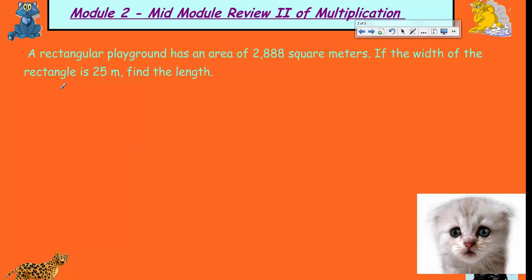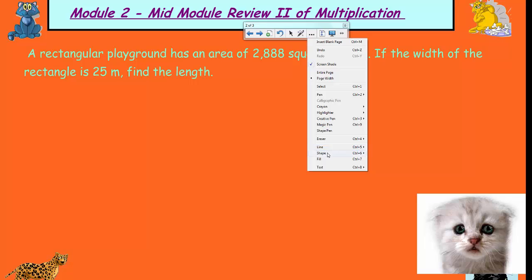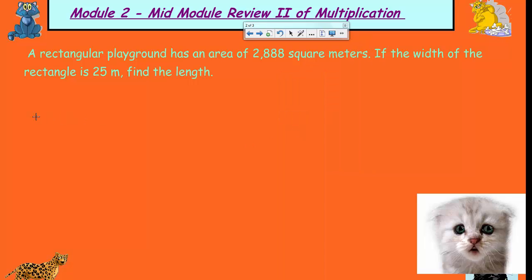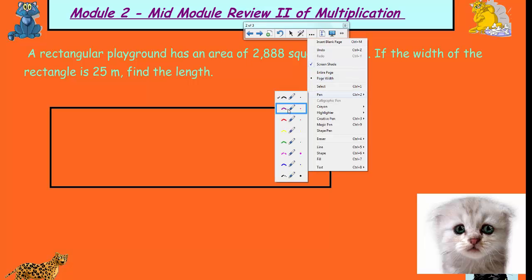Now we have this problem where it says a rectangular playground has an area of 2,888 square meters. If the width of the rectangle is 25 meters, find the length. Oh my goodness. Easy peasy. What is it? Lemon squeezy? I'm going to get my shape because I want to get busy right away and show this problem. There we go. And then I'll come down here and let's get busy here.